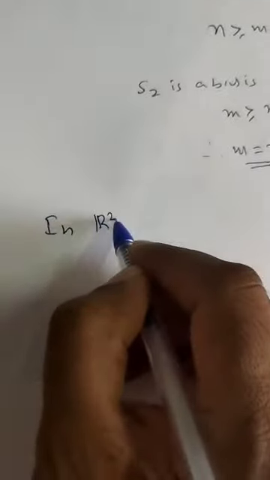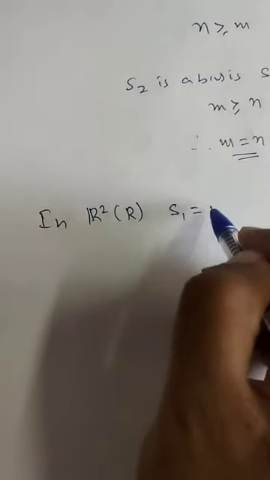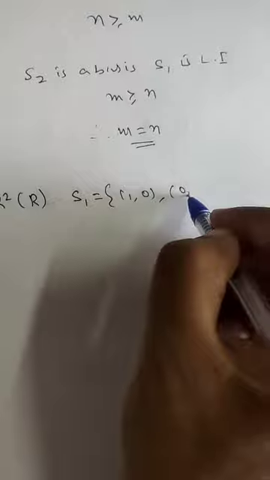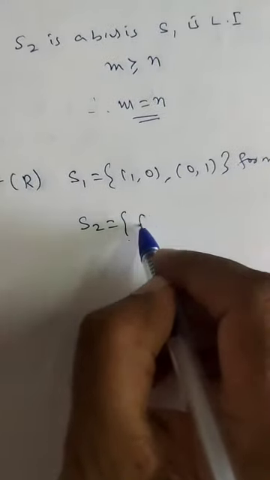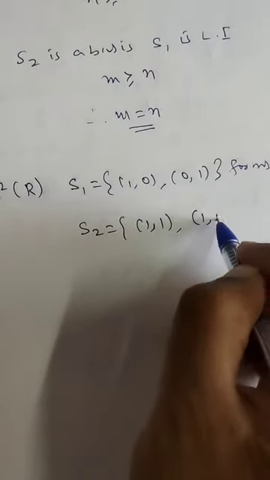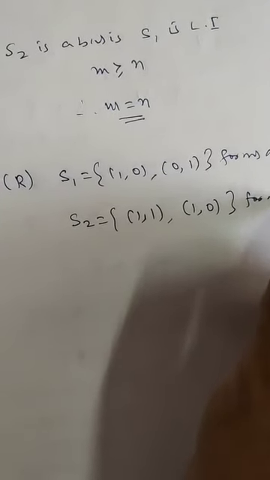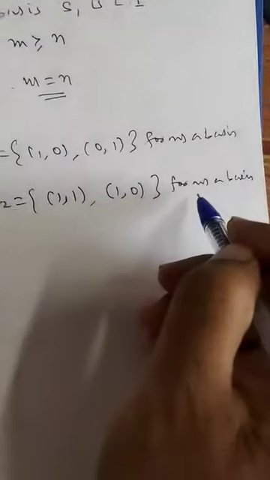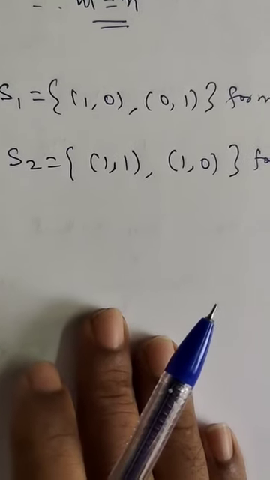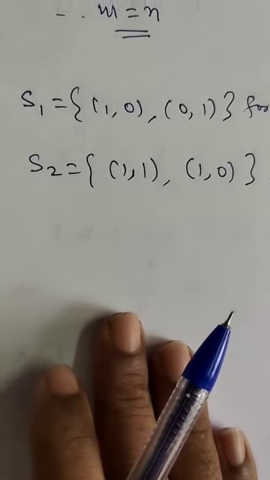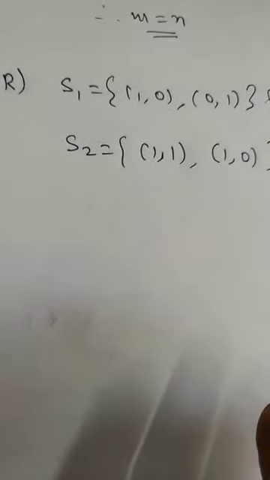For example, in R2 over R the vector space, you can see that S1 equal to (1,0), (0,1) forms a basis. We can see that S2 containing (1,1), (1,0) also forms a basis of R2 over R. But the number of elements in S1 and S2 must be the same. Likewise, you can take any vector space and a basis, and the number of basis elements must be the same.